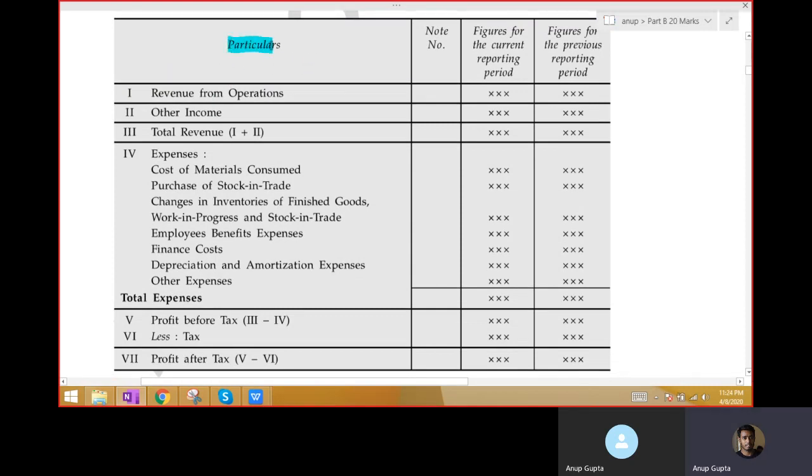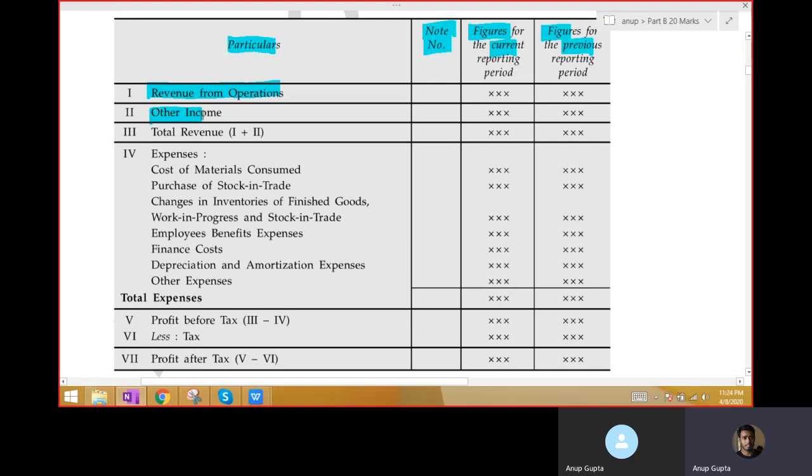The first column will be particulars. Second column will be note number. Then the third column will be the amount of the current year. And the last column will be the amount of the previous year. Particulars, note number, current year amount and previous year amount. Done. Then we start with revenue from operation.